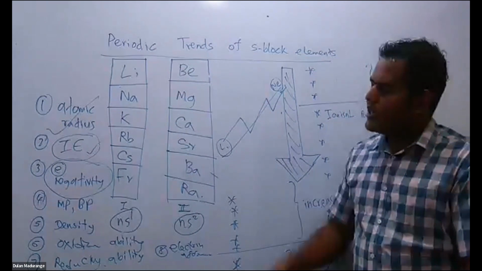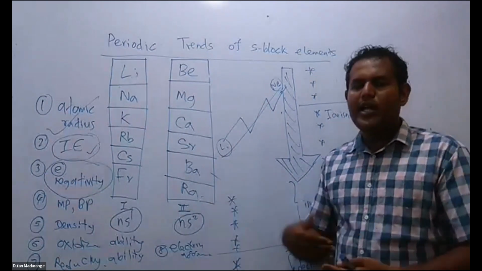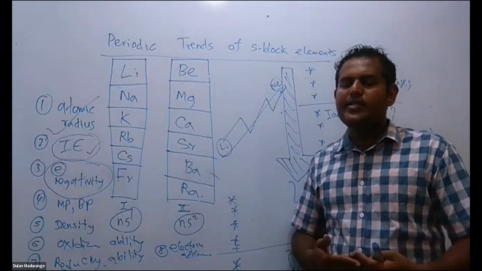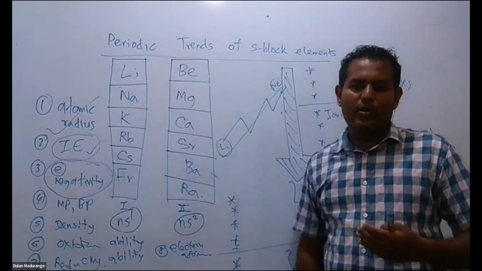So then electronegativity is the ability to attract bond electrons, so that one will also get decreased for a certain atom as it has a high distance between the nucleus and the valence shell electrons.